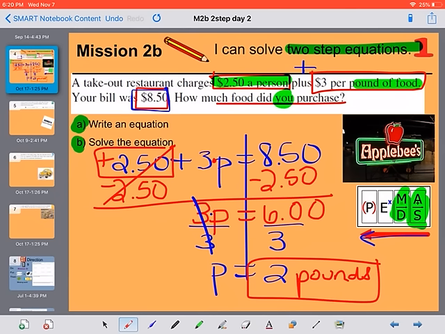If you're not sure if that's right, you can take your answer, plug it back in for P, multiply, and then add, and see if you get 850.